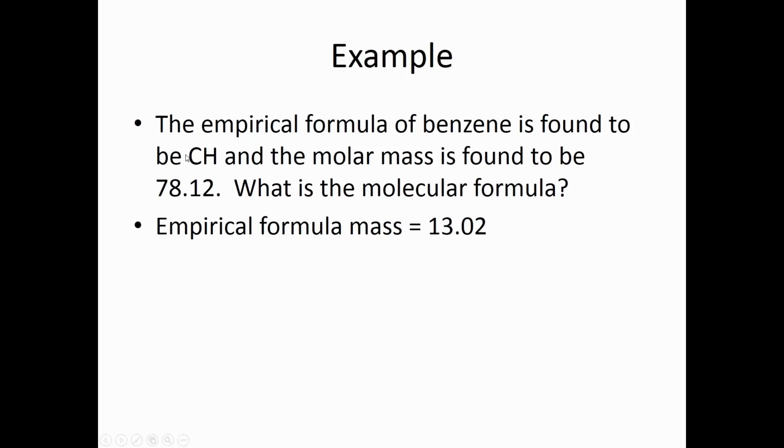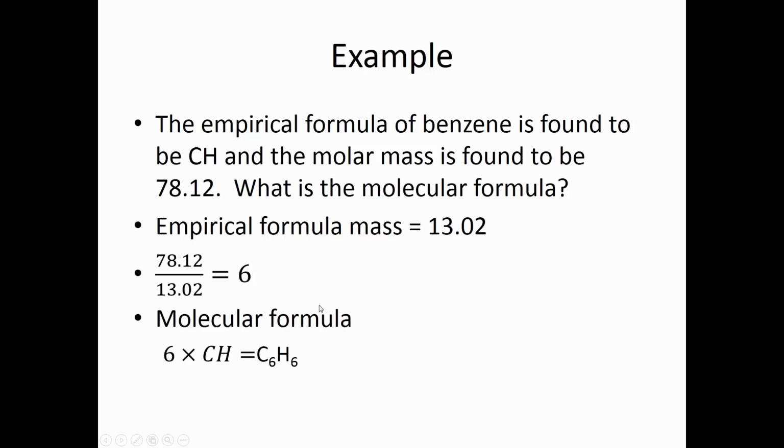So you have carbon, you have hydrogen. You look up carbon is 12.01, you look up hydrogen is 1.01, you add those together, you get 13.02. So that is something you should be able to calculate. So you've calculated the empirical formula mass, you have the molar mass, so you find that ratio of those two numbers. So you take the molar mass divided by the empirical formula mass, and in this case we get a 6. So our molecular formula is 6 times CH, so this is our empirical formula, and that would give us C6H6. So that is the molecular formula.